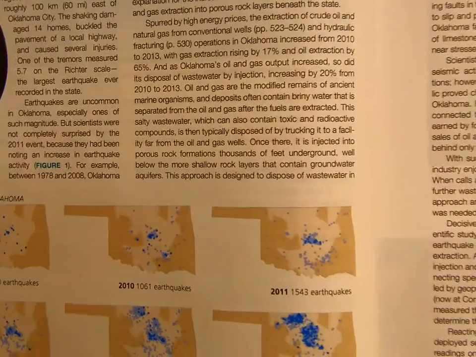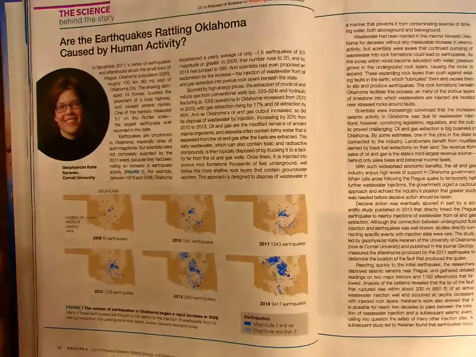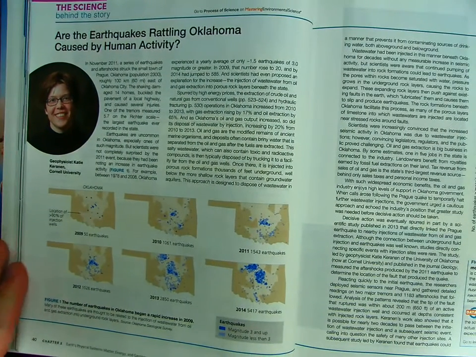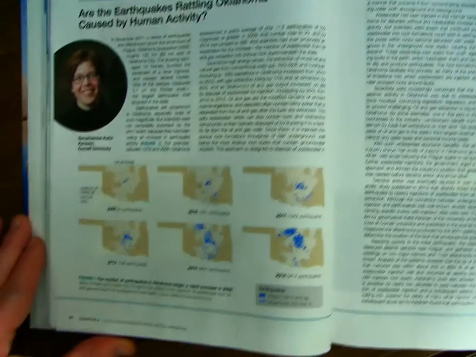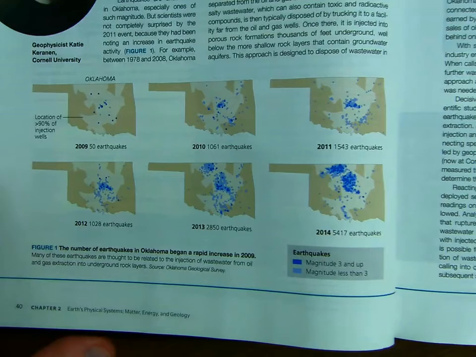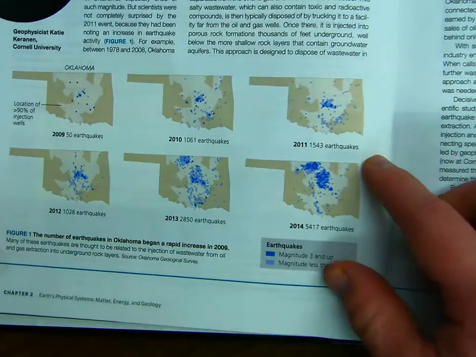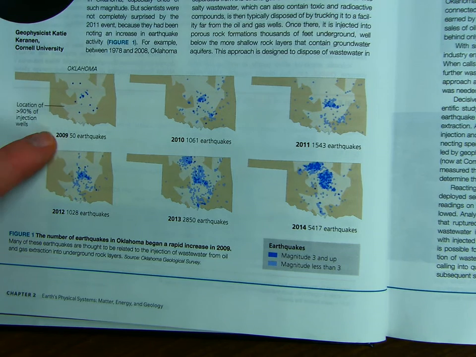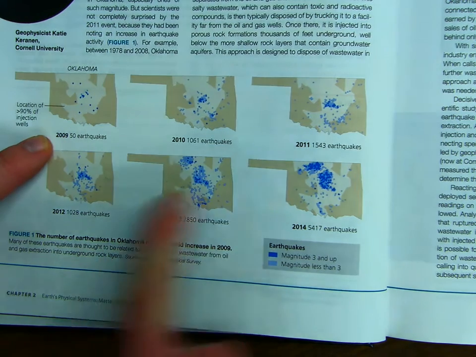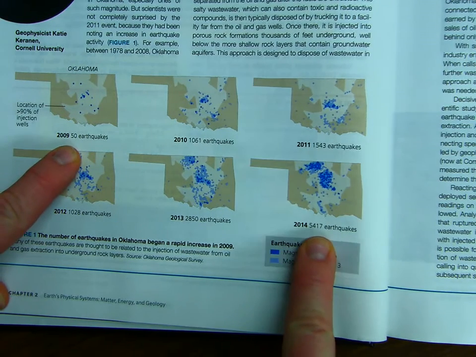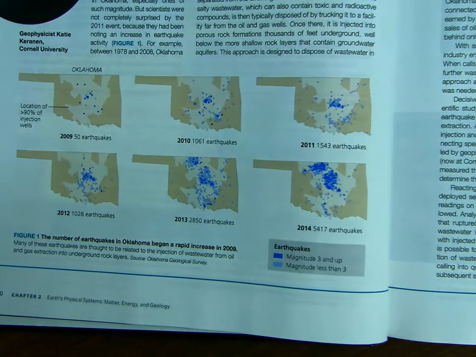Next, pages 40 and 41. I'll zoom out. This talks about earthquakes rattling Oklahoma, caused by human activity. This is a really interesting one, so I'm going to zoom in on these pictures. You can see populations in Oklahoma are rising. But look, from 2009, 2010, 2011, 2013, you went from 50 earthquakes to, in 5 years, 5,400 earthquakes.